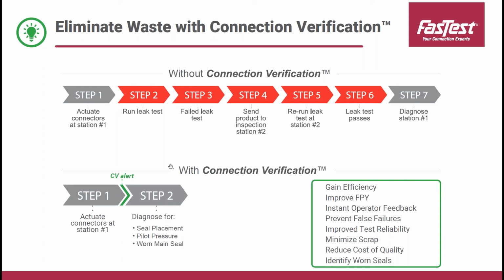So with connection verification, as you can see, when they actuate the connectors, they immediately get an alert that it's good or not. So it's instant feedback much sooner in the process. This is how it can save hundreds of thousands of dollars for different manufacturers. So if they actuate and don't get a good response, they can look at the seal placement. Is every connector placed properly? Is the pilot pressure still consistent to all of the connectors? Is the main seal worn? Those are different things that the operator can immediately diagnose and check for.